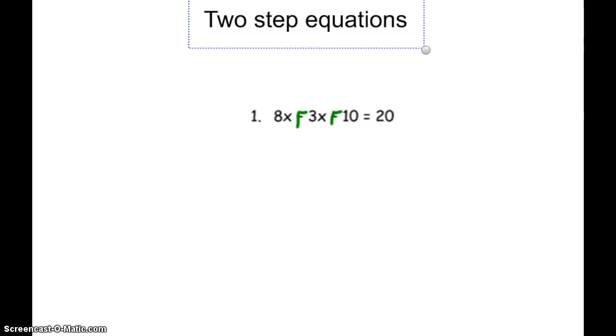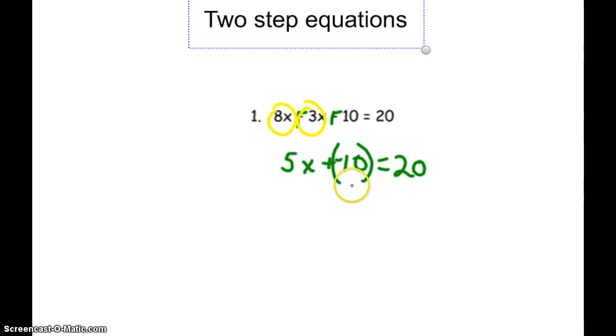Then what we're going to do is we're going to combine like terms. So let me circle one set of terms and another set of terms. So 8x plus a negative 3x will be 5x plus a negative 10, and that will equal 20. So we've combined like terms.